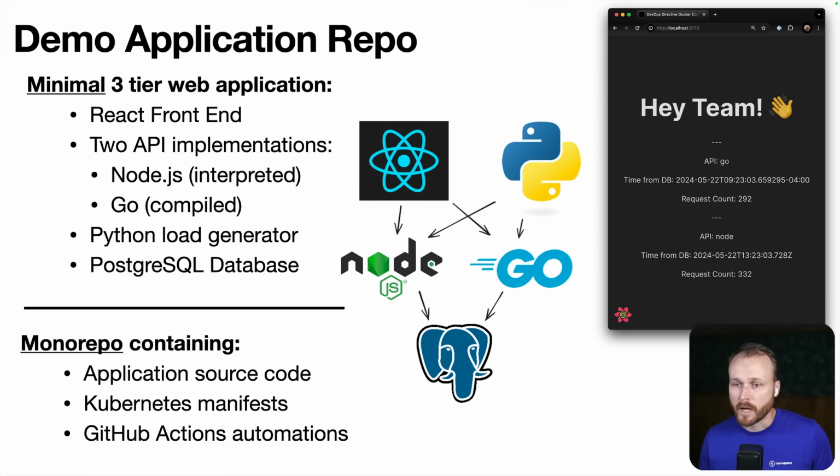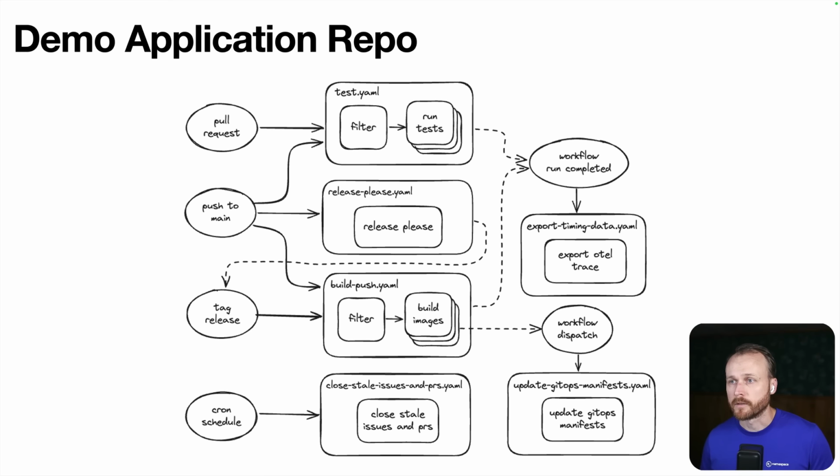and I've structured this as a monorepo containing the application source code, Kubernetes manifests for us to deploy into a Kubernetes cluster, and we'll be putting the GitHub Action automations there as well. Now I've sketched out the types of workflows that I want to implement here. I have 6 workflows that I'll be implementing.